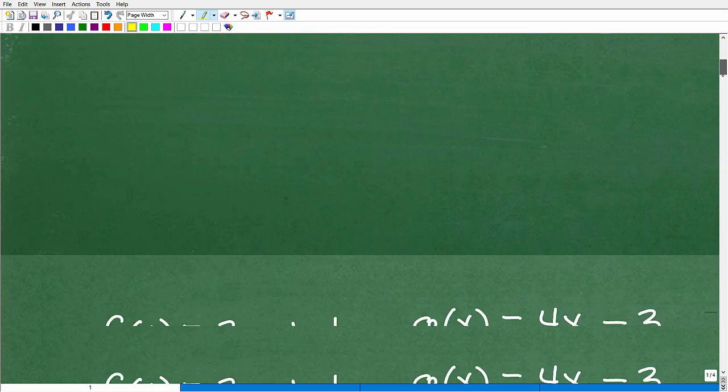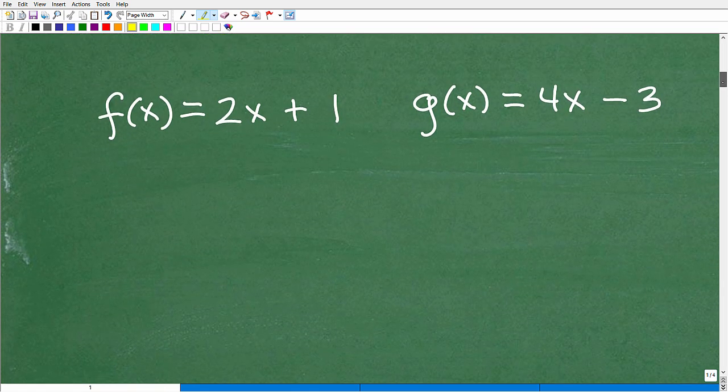Okay, so functions. Let's just review functions. Now, functions is a huge, huge, huge topic. I have a lot of videos on functions. We're going to keep this focus on composite functions, all right? But before I can really make sure you understand composite functions, let's just make sure you understand some real basic concepts about functions in the first place.